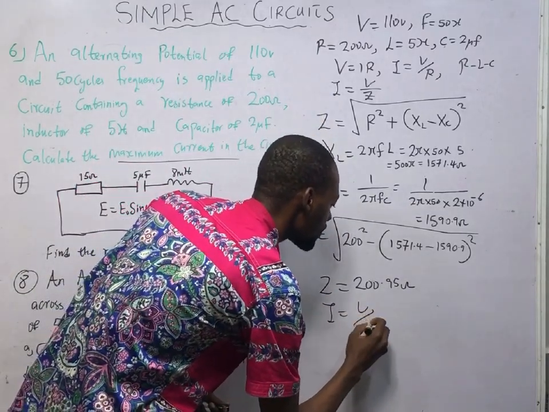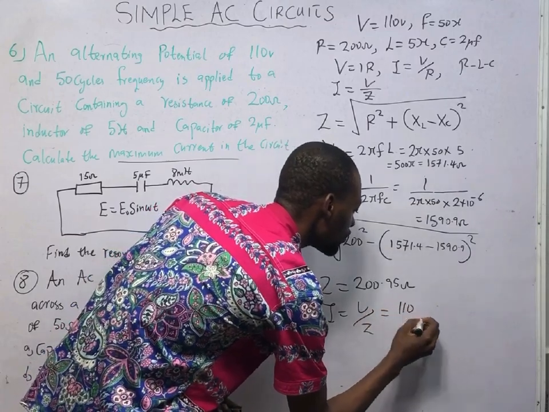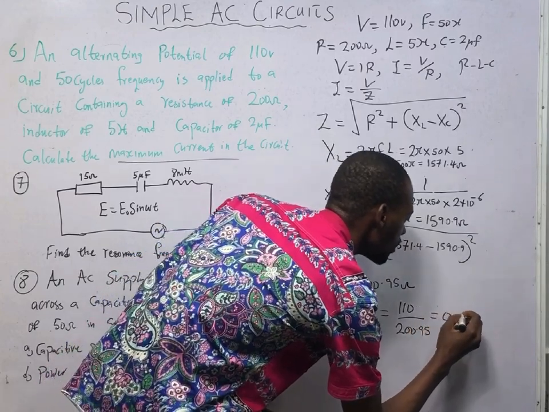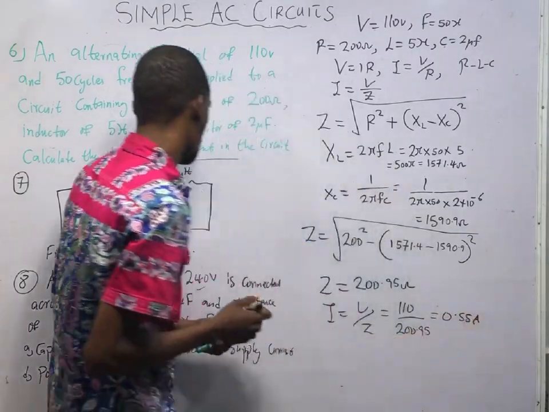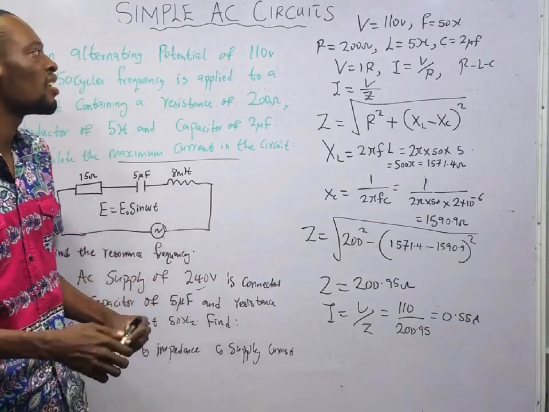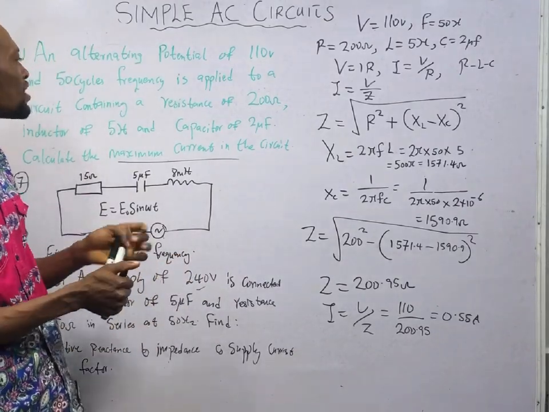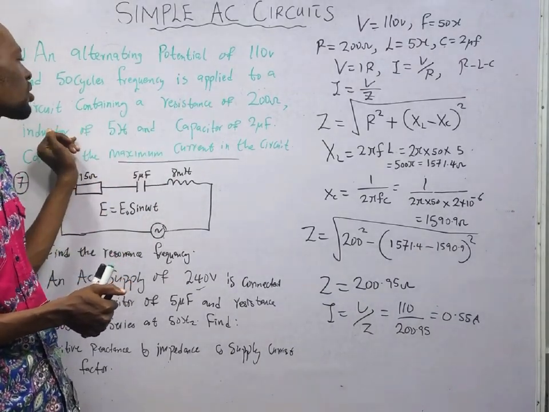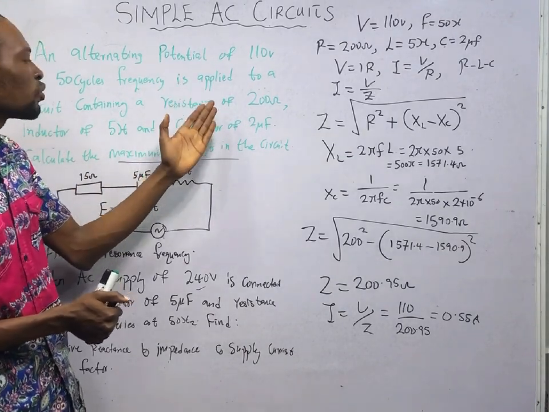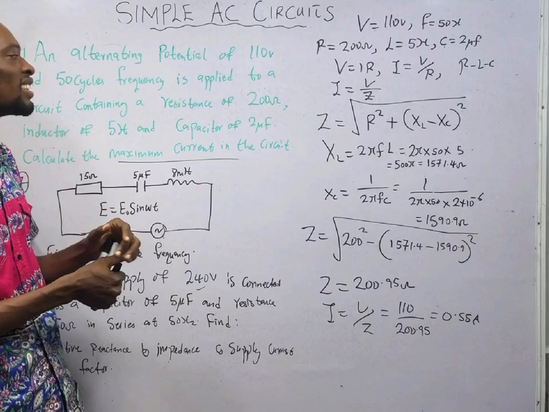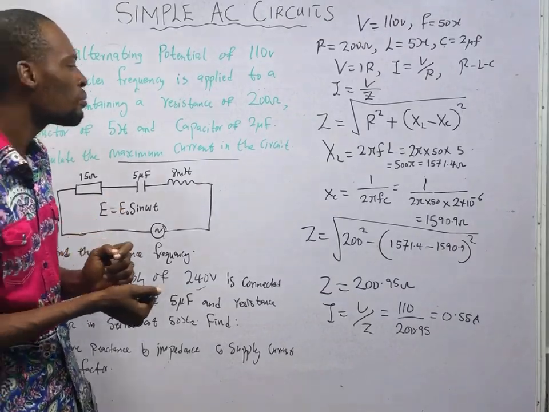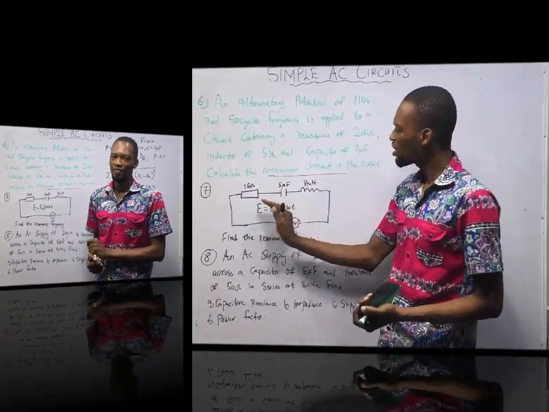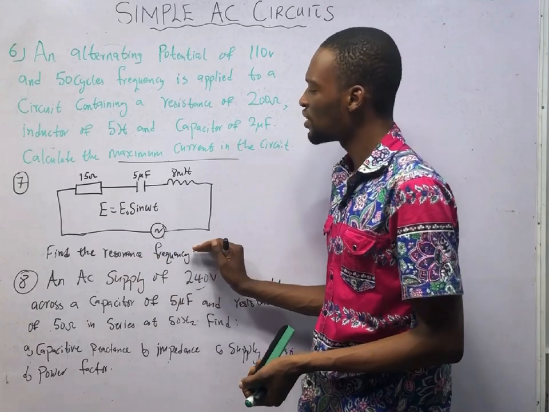is voltage over impedance. Voltage is 110 volts, impedance now is 200.95. So this will give you 0.55 amps. Therefore, for an alternating potential of 110 volts and 50 cycles frequency applied to a circuit containing resistance, inductor, and capacitor, 200 ohms, 5 henry, and 2 microfarad respectively, the maximum current in the circuit is 0.55 ampere. This question says, find the resonance frequency.